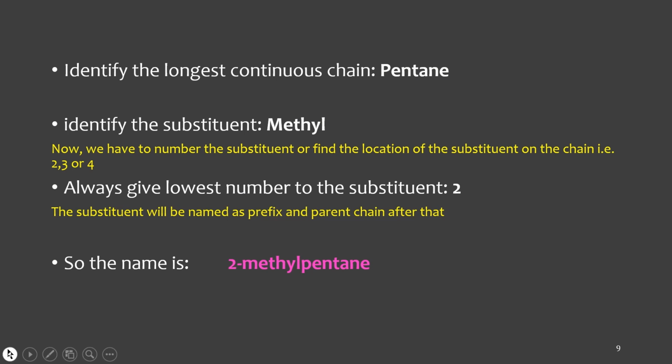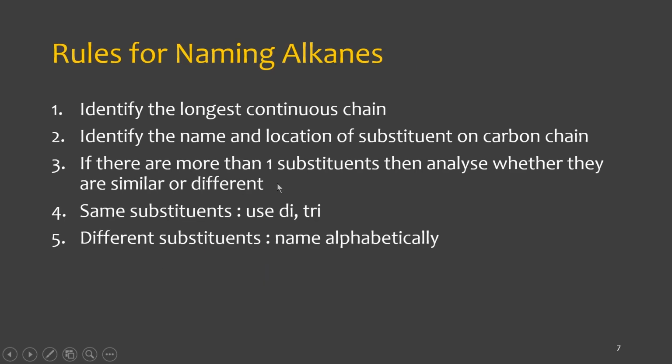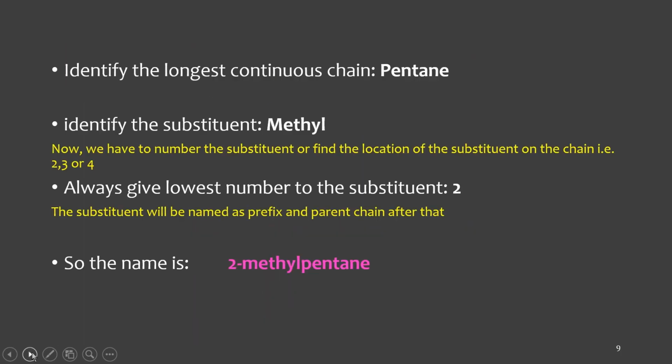So the name is 2-methylpentane. Here, 2-methyl is your prefix. Pent is your root or stem name. Ane is your suffix, the class of the compound.